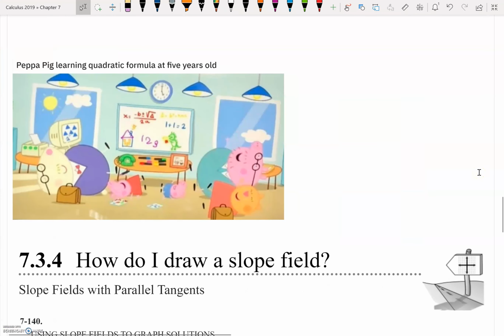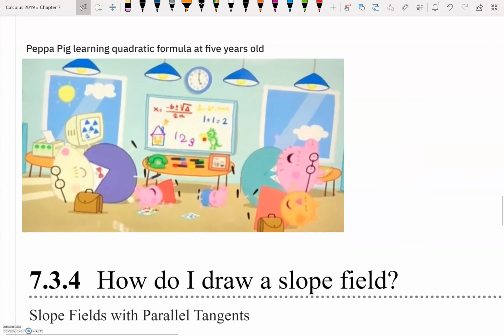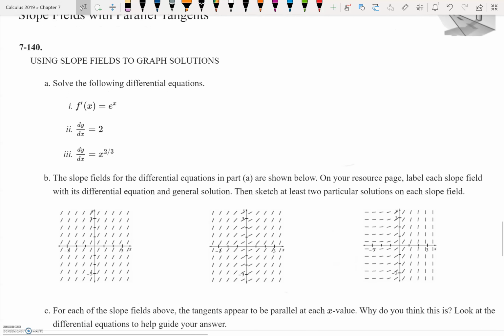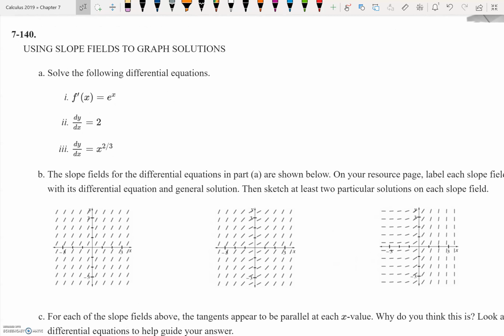All right, so we're going to continue on with some more slope fields. We're going to do the rest of this section 7.3.4. We're going to do 7-140. So first thing we're going to do is solve these differential equations.